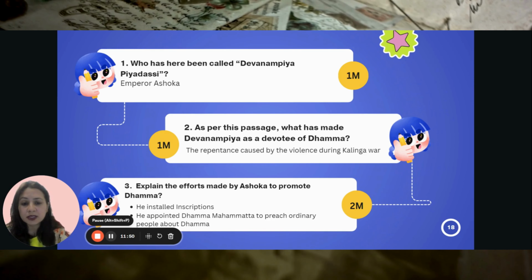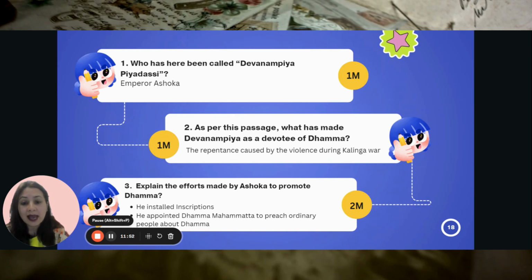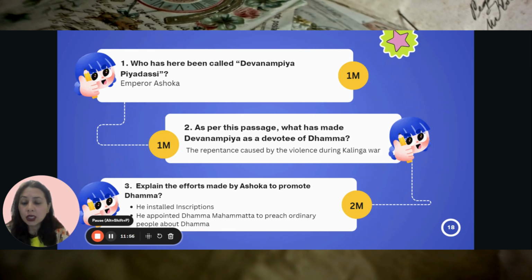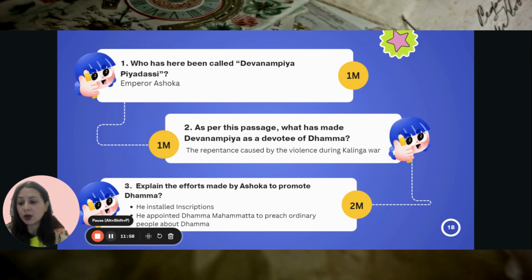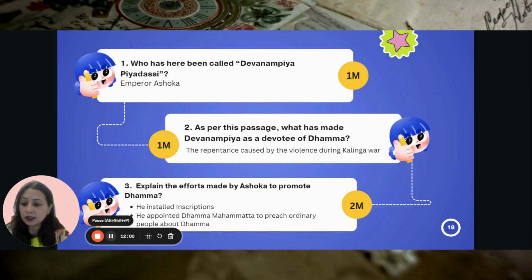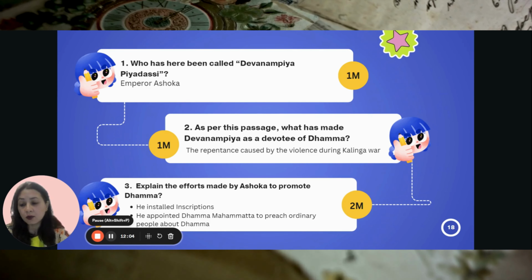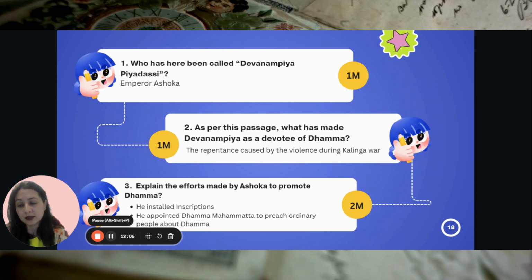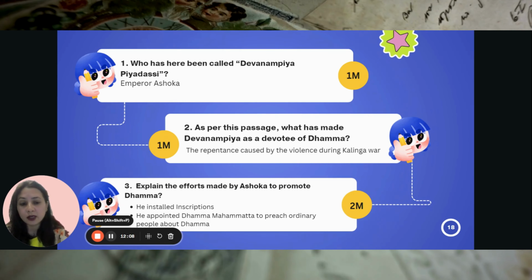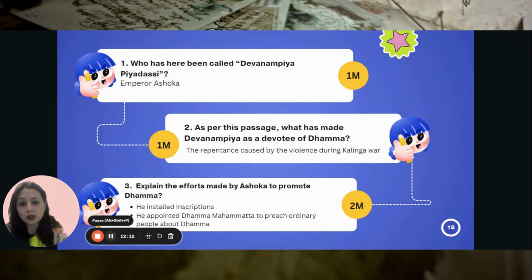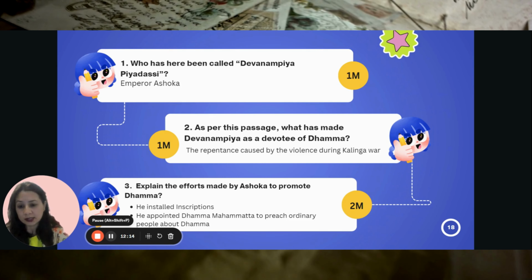As per this passage, what has made Devanpiya a devotee of Dham? So he started practicing Dham because he was completely shattered and disturbed after seeing the violence in the Kaling War. So he repented. He found himself guilty of this war. And he thereafter followed the path of non-violence.